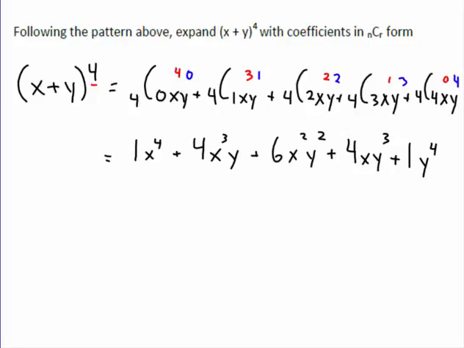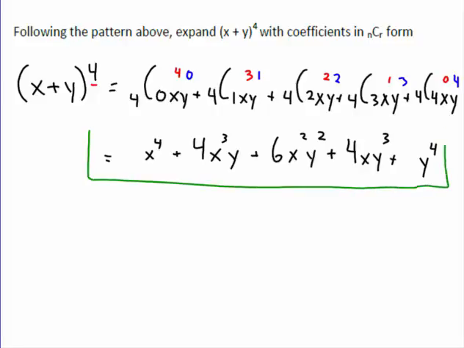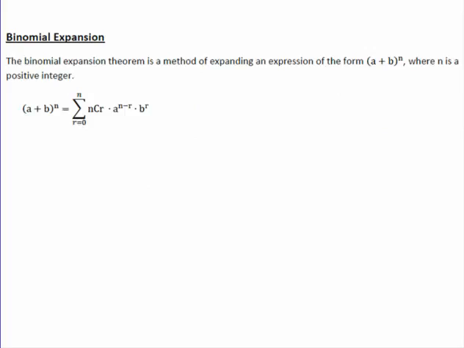And there's our binomial expanded in 2 steps. Now we can go 1 step further and get rid of the 1's, like so, and there is our expanded binomial. And it's a very quick way to expand a binomial with high degrees. It's just following that pattern. And that pattern is really just a formula called the binomial expansion theorem.